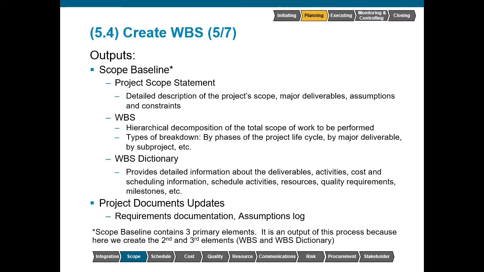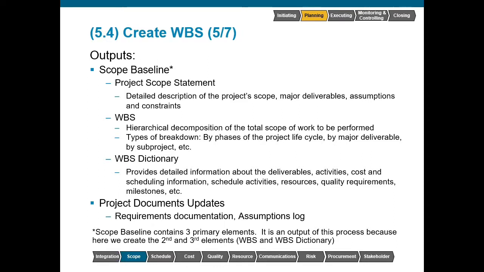So outputs from this process, we have our completed scope baseline. We'd already discussed our project scope statement as part of the define scope process, but now we have the other two components as well. We have our completed work breakdown structure, which we've discussed as being that hierarchical decomposition of the total scope of work to be performed. There are many different ways to go ahead and break down this work. The PMBOK lists many of them, but it could be by phases of the project lifecycle, major deliverables, sub-projects, or other ways. We also have our WBS dictionary, which is a companion document to the WBS.